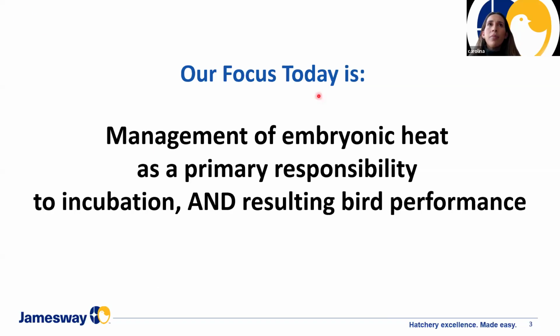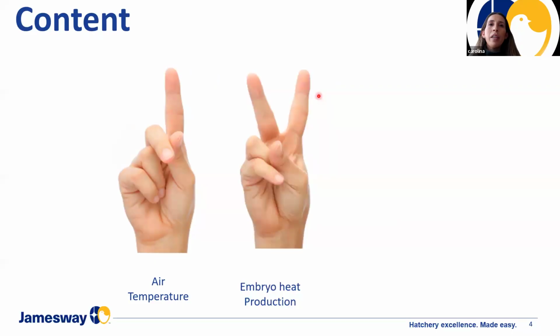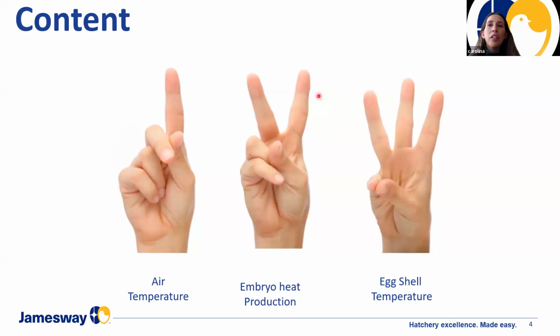So we're going to talk about 3 main topics. The first one is air temperature. The second is embryo heat production. And the third one is eggshell temperature. All of these 3 parameters have an interaction with each other, and they will tell us if we're having the proper temperature condition and management or not.